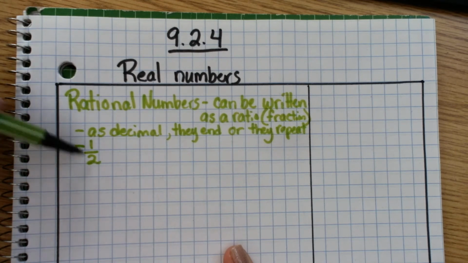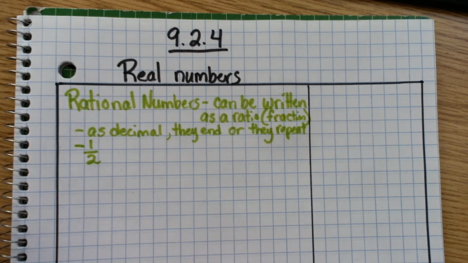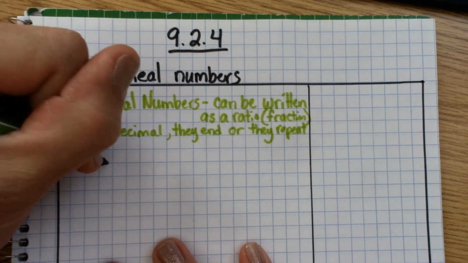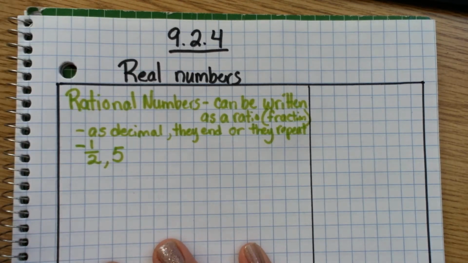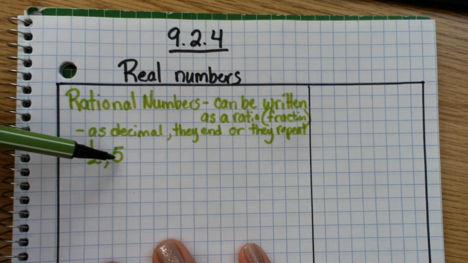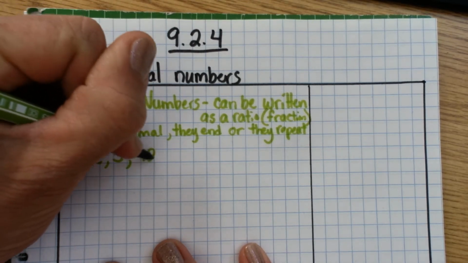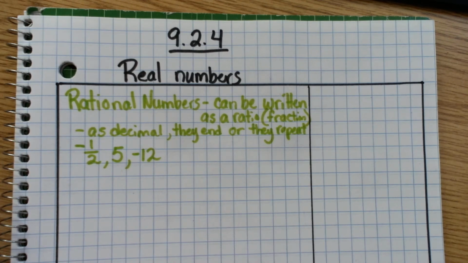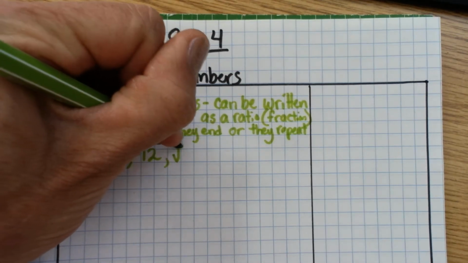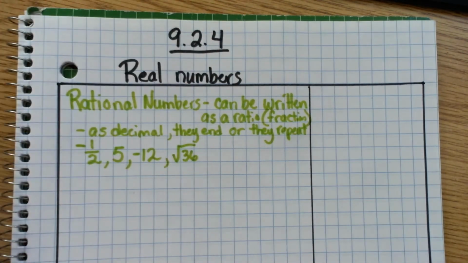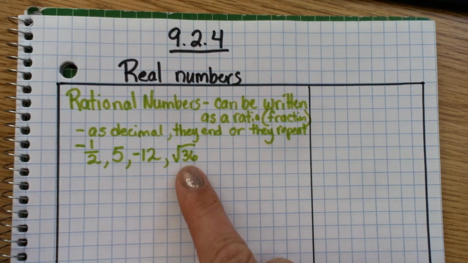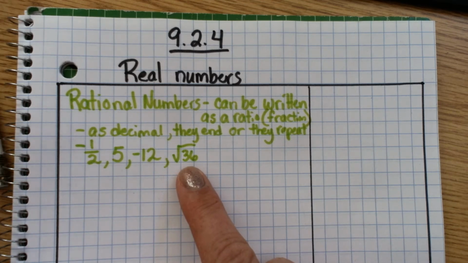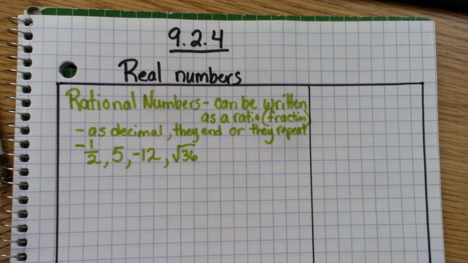-1/2. That is a number written as a fraction or a ratio. +5 is a rational number. We could write this as a fraction if we had to. It would just be 5/1. -12 is a rational number. Square root of 36 is a rational number. We learned in our last lesson, if you take the square root, it means what number times itself equals 36. So this would simplify to 6, which is a rational number.